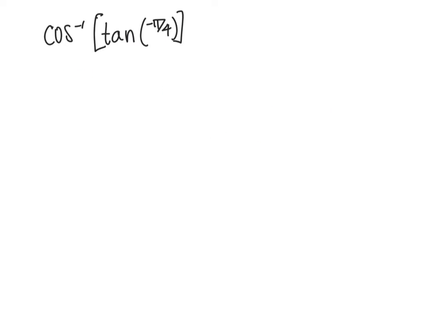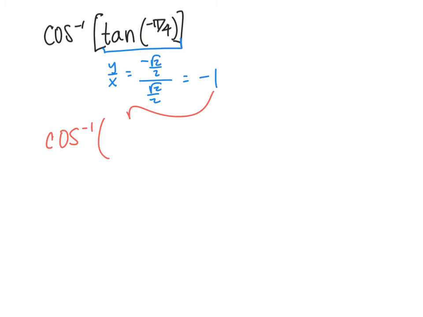This one is very similar to the last one. The only difference is the last one had an inverse on the inside. This one has a normal trig function on the inside. Same process though. Do inside the parentheses first. So we find tangent of negative pi over 4. Well, tangent of negative pi over 4, y over x. So negative root 2 over 2 over root 2 over 2 gives us a negative 1. Now go to the outside of the function. We want inverse cosine of negative 1. So cosine is negative 1 at negative pi.